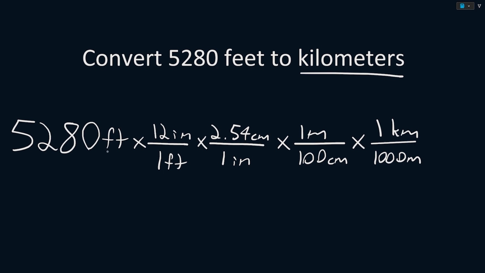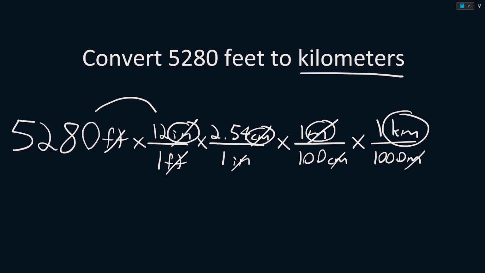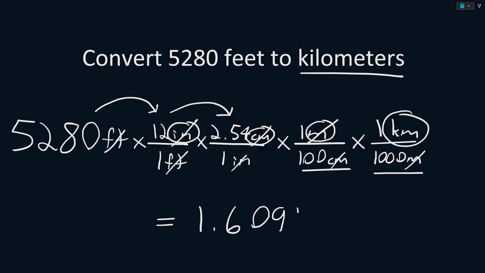Multiplying through our conversion factors, we can see that the feet cancel and leave us with inches, then the inches cancel and leave us with centimeters, then the centimeters cancel to leave us with meters, and finally the meters cancel and give us kilometers. To solve this, we multiply 5,280 by 12, then by 2.54, then divide by 100, then divide by 1,000. This works out that 5,280 feet is equivalent to 1.609 kilometers.